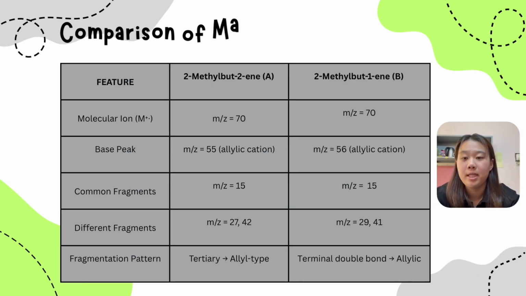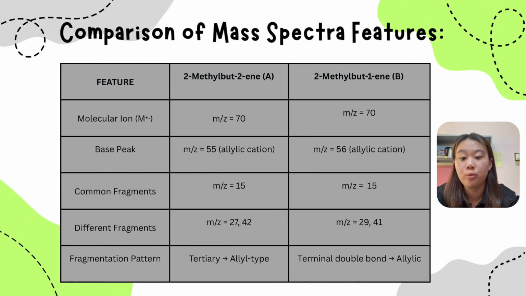Here we will now compare the mass spectra of 2-methyl-but-2-ene and also 2-methyl-but-1-ene. Both show a molecular ion at m/z equal to 70, confirming that they have the same molecular formula. However, the base peak for hydrocarbon A is at m/z equal to 55 from a tertiary allylic cation, while hydrocarbon B shows m/z equal to 56 from a less stable allylic carbocation. They both share a common fragment at m/z equal to 15, which is a methyl carbocation. This shows how the position of the double bond will influence the fragmentation.